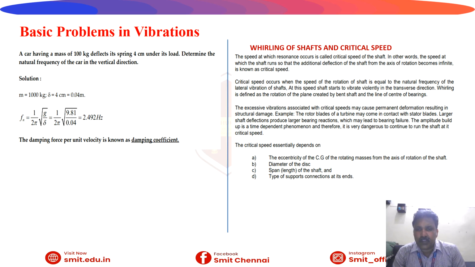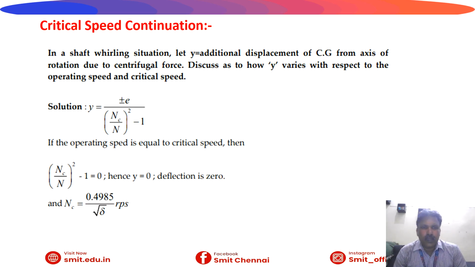This mainly depends upon the eccentricity of the center of gravity of the rotating masses from the axis of rotation of the shaft, the diameter of the disc, the span or length of the shaft, the type of support, and the connections at its ends. Then for critical speed, as a continuation, we have two expressions.